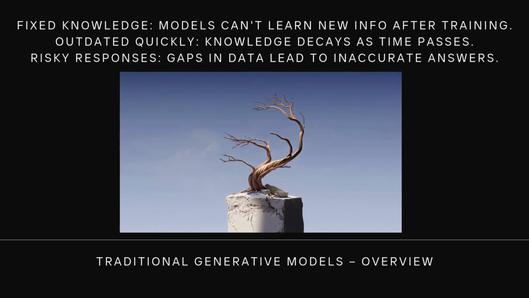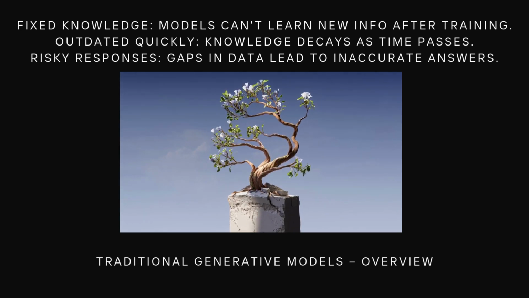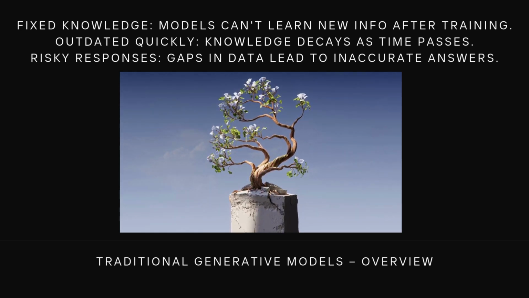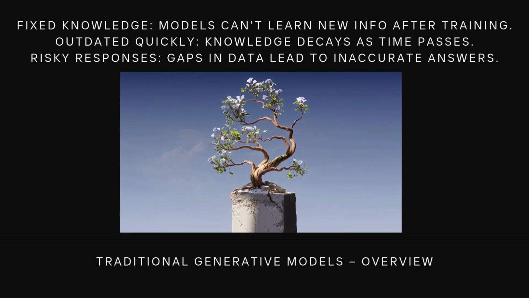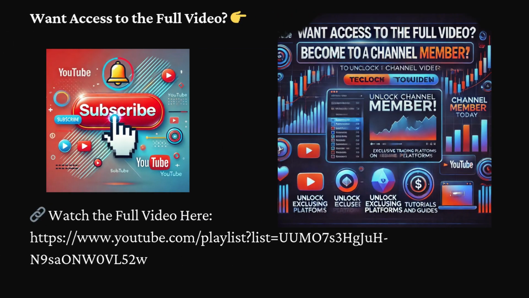If the training dataset lacked information on specific topics or recent events, the model won't have the knowledge to address queries related to them. This can lead to inaccurate or fabricated responses, a phenomenon known as hallucination.